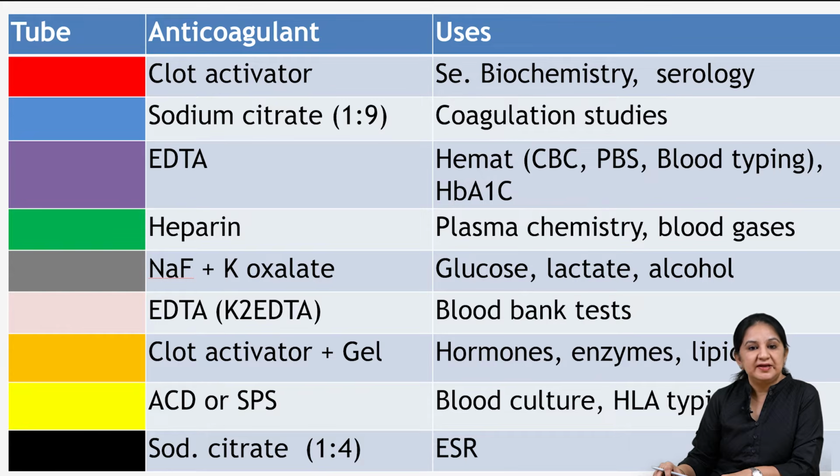Now, light pink is again EDTA but for all your blood bank typing tests, right? Orange, it is again a clot activator plus gel, for all your hormonals, enzymes and lipids. Yellow is ACD or SPS for blood culture and HLA typing. Black is again sodium citrate, but the ratio here is different. For coagulation studies, the blue vacutainer uses 1:9 ratio, in black we use 1:4 ratio and it is used for ESR, right? Come, next question.